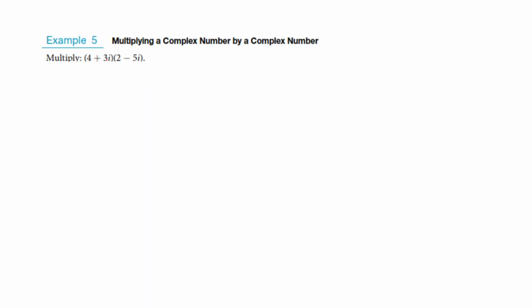So we're going to FOIL this just like we always would. I'm going to go 4 times 2. It's going to be 8. I'm going to do 4 times this -5i, which is going to get me -20i. Now 3 is going to get distributed. So we're FOILing this out. That's going to get me 6i. Now here's the new one. 3i times -5i. That's going to get me -15i squared.